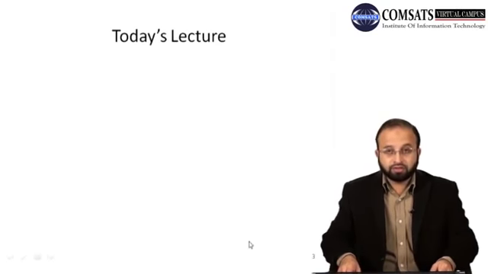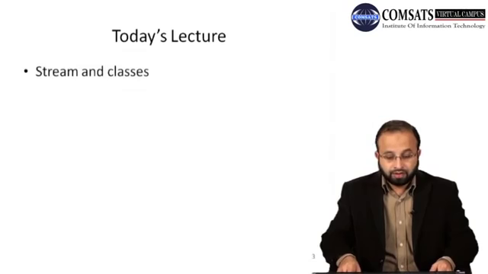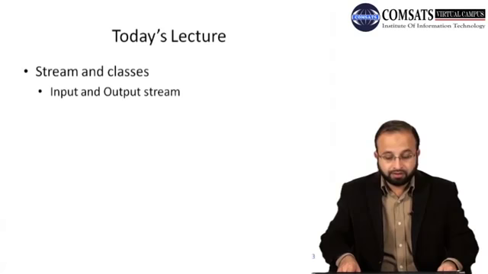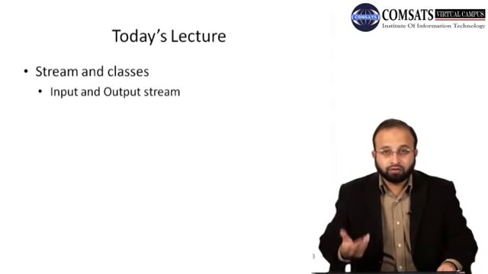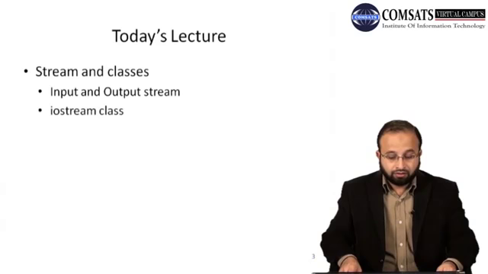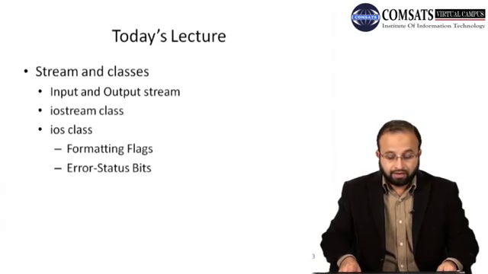Okay, so in today's lecture we will start with the remaining part, that is the stream and classes that I told you about in the previous lecture. Input and output streams: we'll see what input and output streams are, what a stream actually is, and what we call a stream in computer science. And then the iostream class, the ios class. Within the ios class we will see formatting flags, error status bits, and different kinds of file operations.